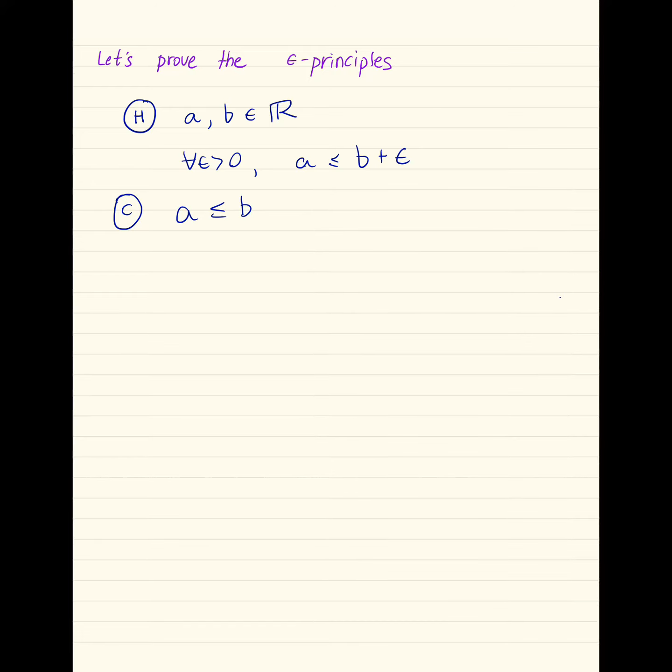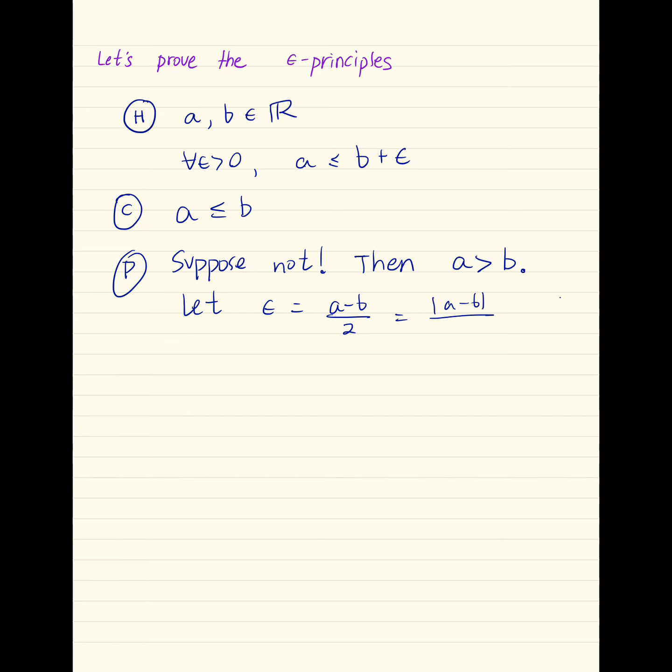So we're going to do a proof by contradiction. Suppose not. Then A is strictly bigger than B, right? Let epsilon equal (A minus B) over 2. This is going to be the distance between A and B over 2, half of the distance between A and B, right? That's why we're choosing that epsilon.